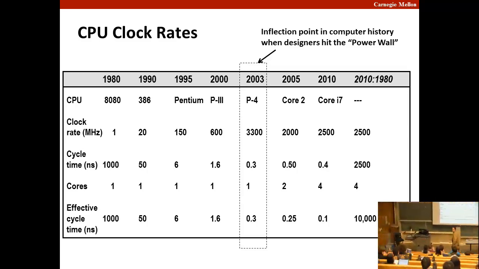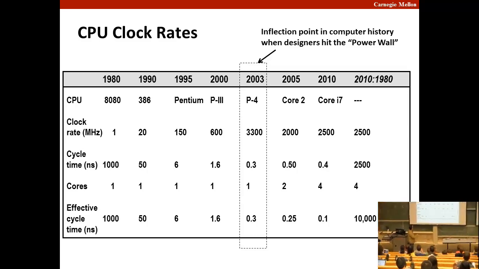But a small few megahertz in the early 80s, right? By 1990, clock rates were at 20 megahertz. 1995, 150 megahertz. 2000, 600 megahertz. 2003, whoa! That was a really nice upgrade, by the way, for my 3-year upgrade there. 3.3 gigahertz.